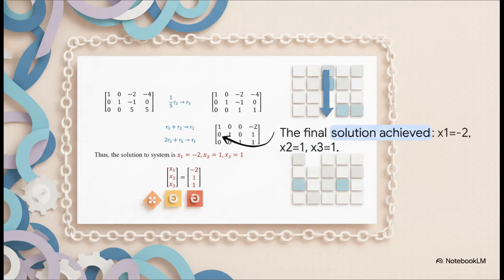And there it is, the final matrix. The messy starting numbers have completely, gracefully collapsed into our clean, unmistakable identity matrix. Reading straight down the right-hand column, we see our final solution isolated perfectly. x1 equals -2, x2 equals 1, and x3 equals 1. By just following the rules of the game without wavering, the puzzle essentially solved itself.